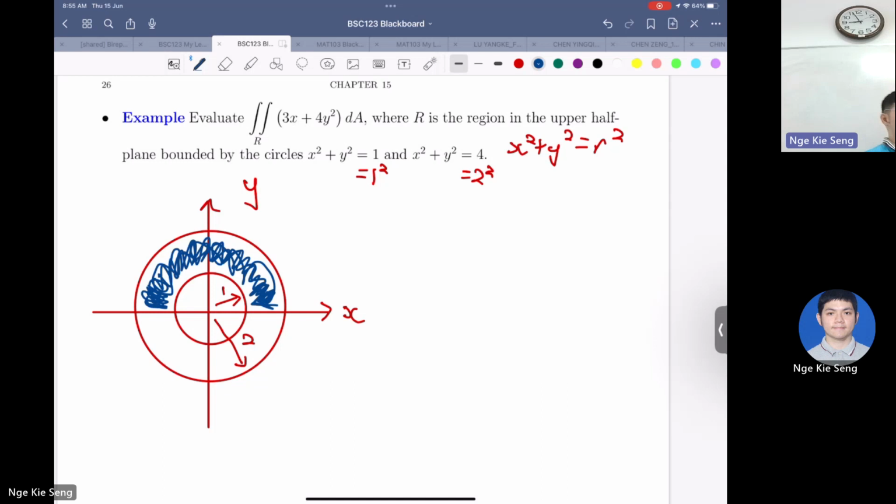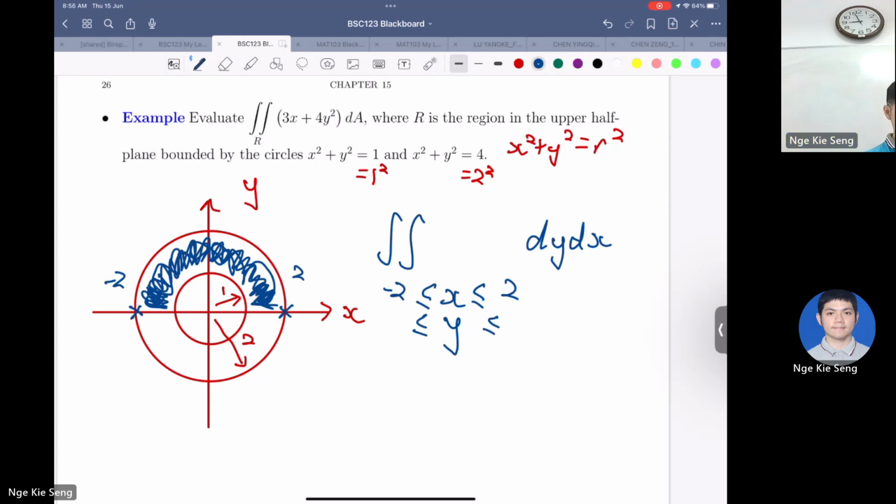So do you want to do dx dy or dy dx? Can you do dy dx or dx dy or not? Okay, let's do dy dx. So we fix x first and then we fix y. So x is going from where to where? What are these points? -2 and 2. Right? So we go from -2 to 2. How about y? How do we control y?